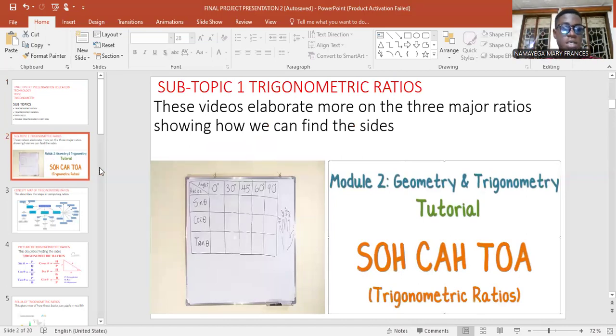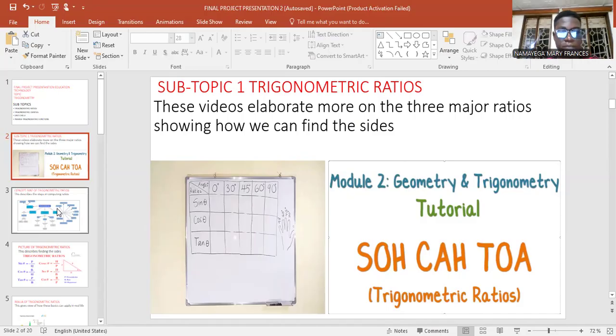different content, as we have the subtopic of trigonometric ratios. So this video, it has the major trigonometric ratios. It has those three trigonometric ratios, the basic ones. So the reason as to why I used this, because under this video, it elaborates some of the angles and how these different angles can be got.